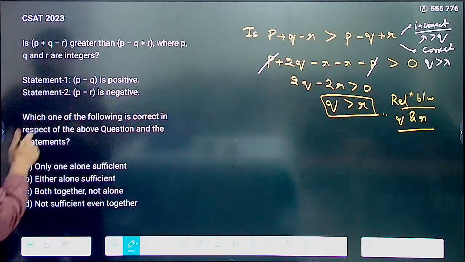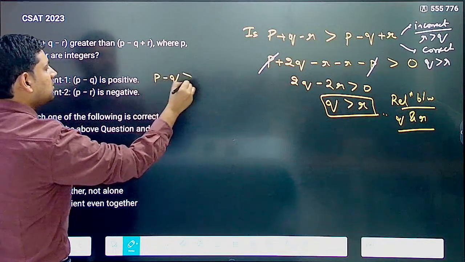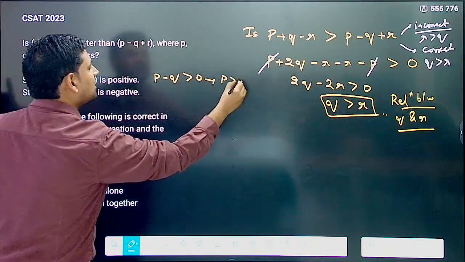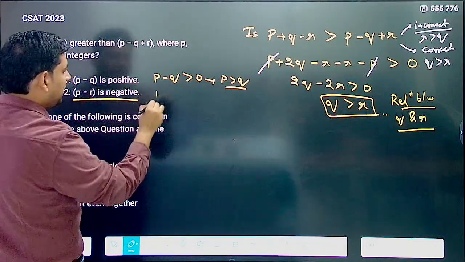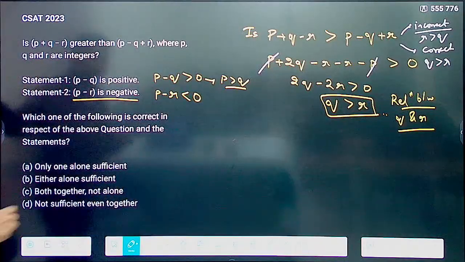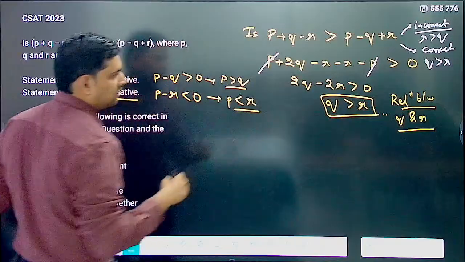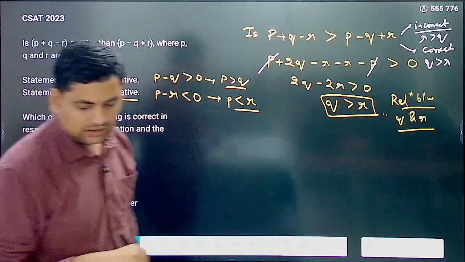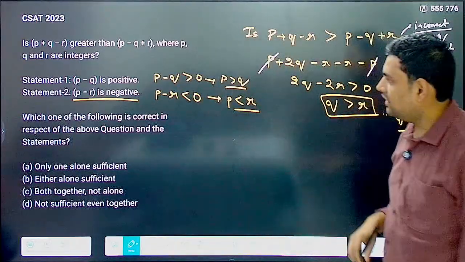Now let's see the statements. P minus q is positive. This gives you what? P minus q is greater than 0. This gives you p is greater than q. Okay, good. P minus r is negative. So p minus r is less than 0. So this gives you what? That p is less than r. So p is less than r.